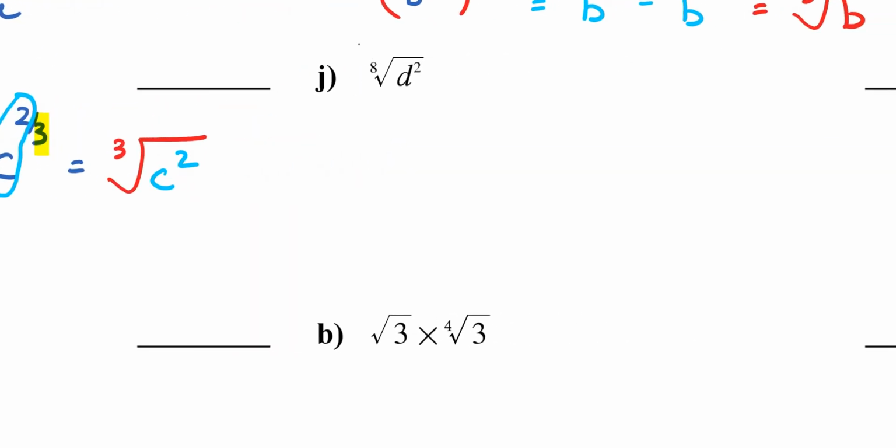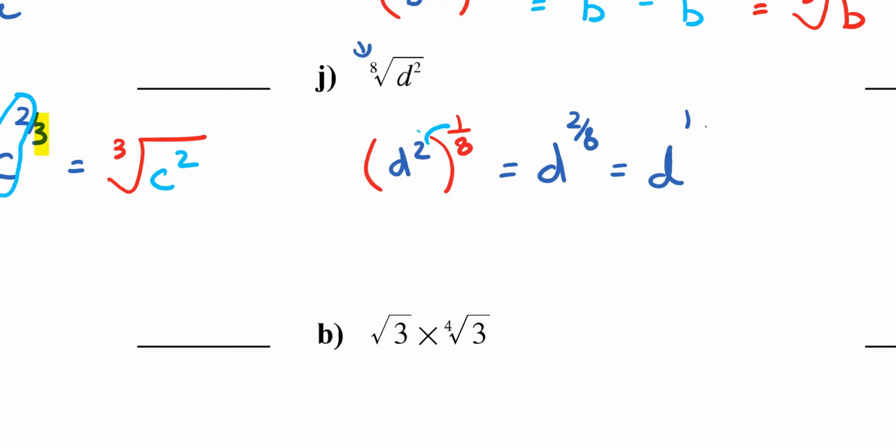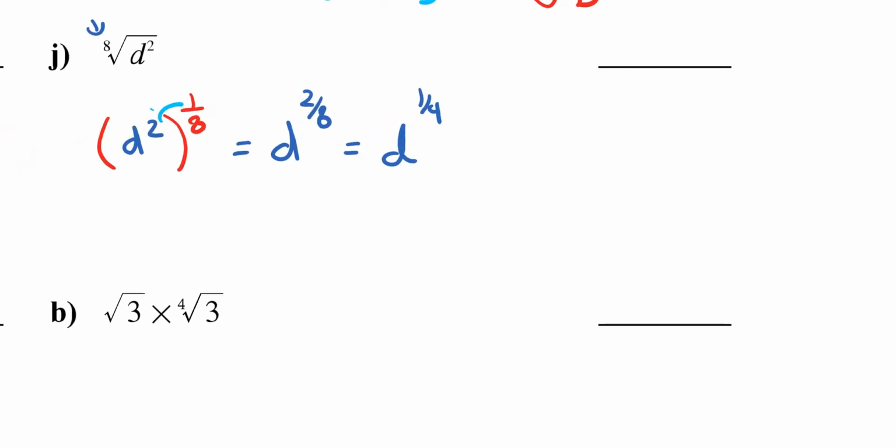Right, letter J, the index here is 8, so d squared, and then in brackets 1 over the index number. I recommend multiplying the exponents there, so d to the power of 2 over 8, and 2 over 8 is the same thing as 1 over 4. And this is a correct answer, but let's go ahead and write this in radical form there. So the index goes there, and just d goes on the inside. Okay, so that's it for question number 9.